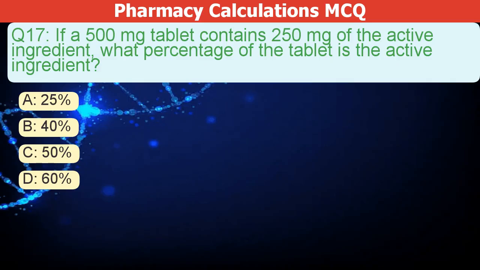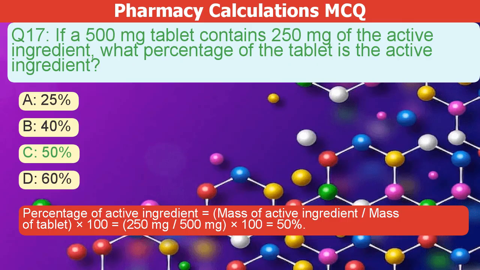A 500 milligram tablet contains 250 milligrams of the active ingredient. What percentage of the tablet is the active ingredient? A. 25%. B. 40%. C. 50%. D. 60%. The correct answer is C.